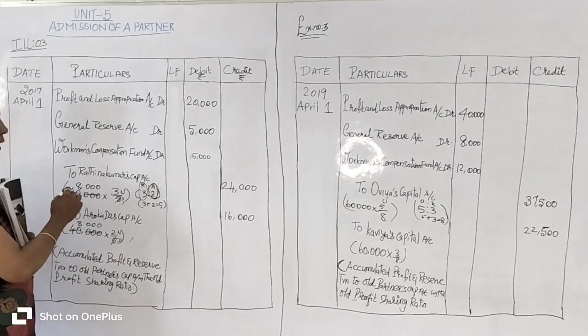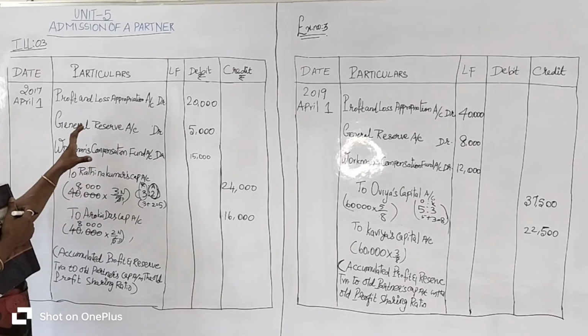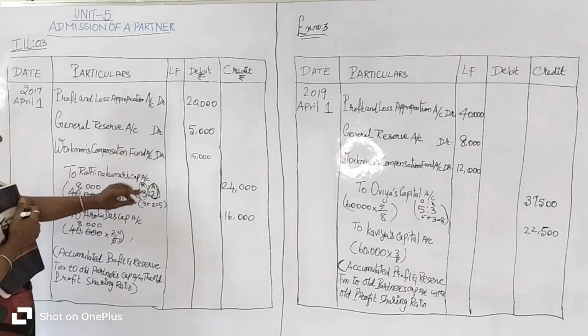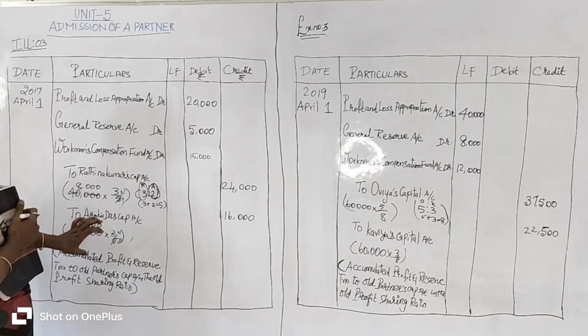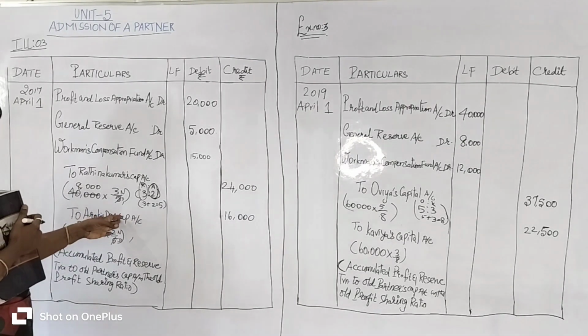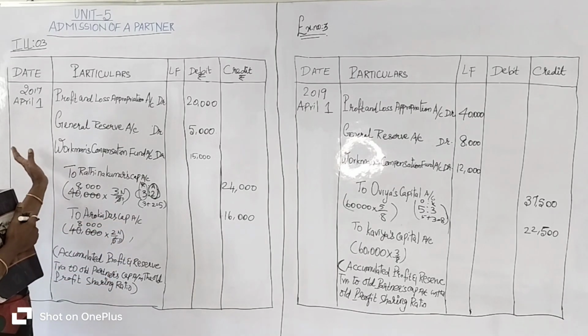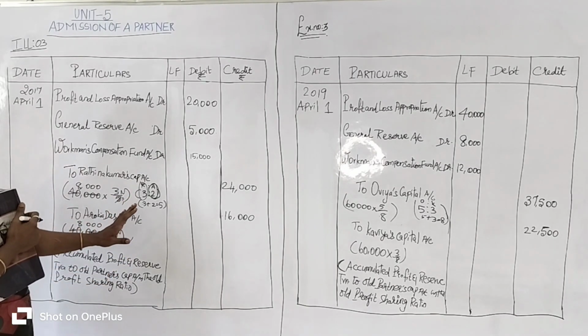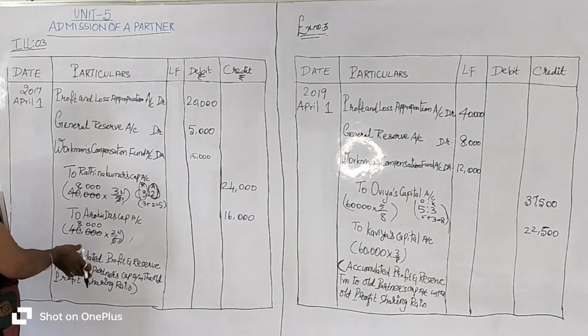So now we have transferred the accumulated profit, general reserve and compensation fund, the sum of the accumulated profit, to the old partners' capital accounts in their profit sharing ratio. So we transferred to the old partners' capital accounts. Okay. So what is the narration?